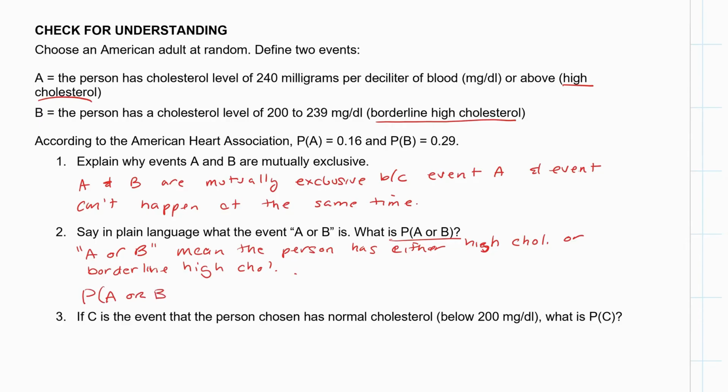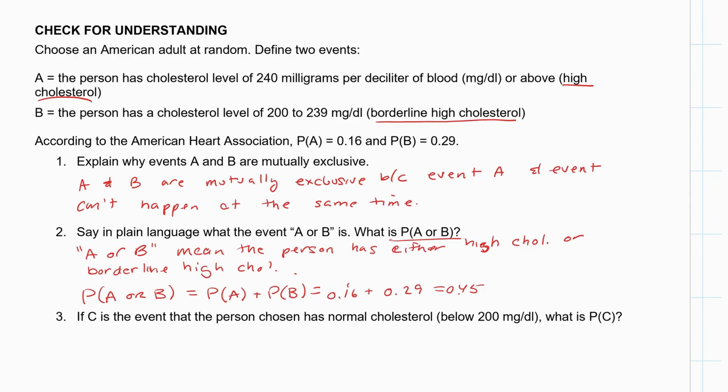What is the probability of A or B? Well, again, because these are mutually exclusive events, this is equal to the probability of event A plus the probability of event B, which in this case is 0.16 plus 0.29. If we add those up, 6 plus 9 is 15, carry the 1. That looks like about 45%.